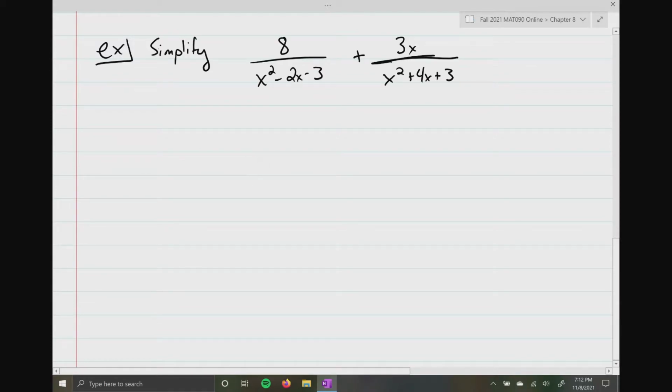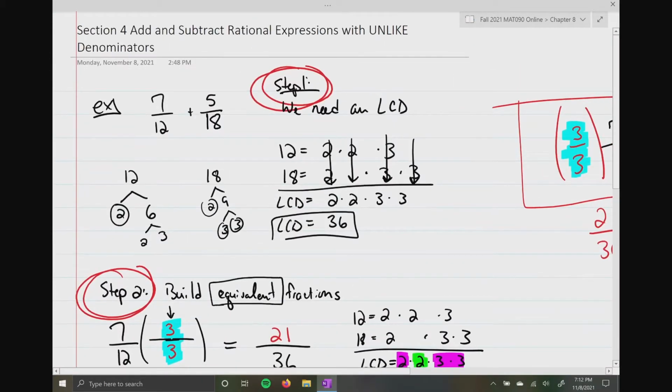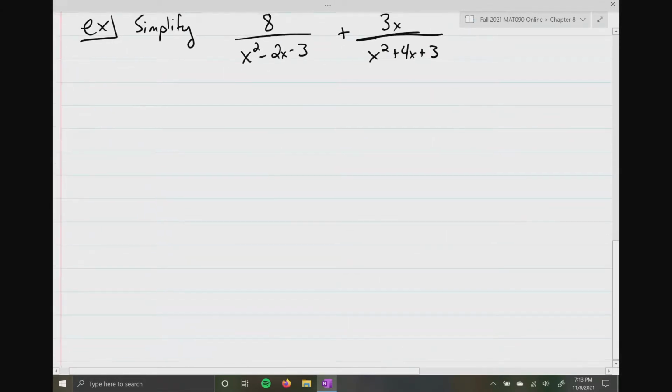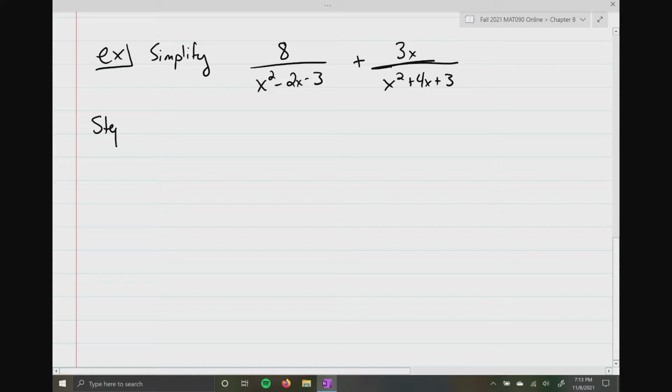So previously, our step 1 was we needed to find an LCD. So that's what I'm going to do here. And the way that we did this, even in this simple problem, prime, and here's the key word, factorization. We factored the numbers into prime numbers. That's exactly what you did. So with my problem, step 1, I'm just going to factor the denominators.